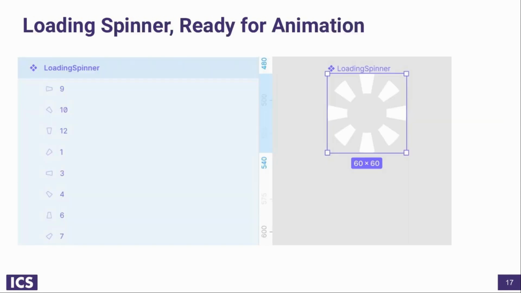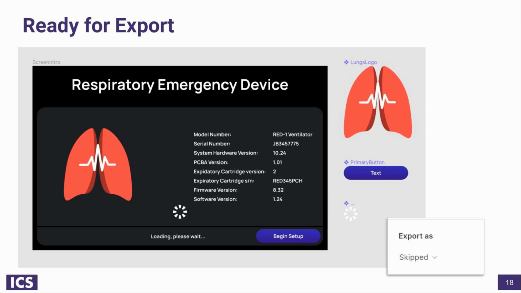Next element is the load and spinner. In order to animate it properly in Qt Design Studio, we just have to make sure that each piece of that spinner is a separate object. We can import it SVG or PNG in this case because it's preferred for our embedded device. And here's the spinner, which is ready for export. And at this point, we're ready.